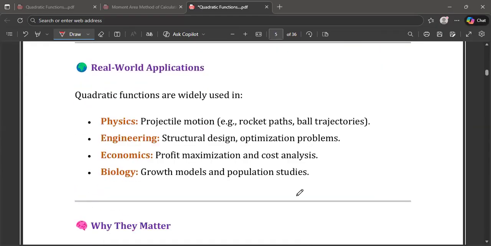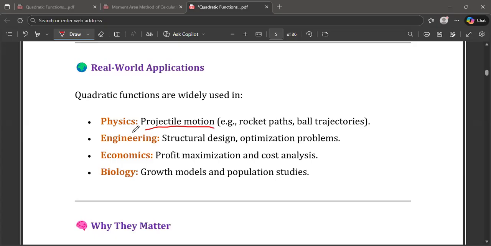Okay. Let's look at real life application of quadratic functions. The reason why we are learning quadratic functions, someone may be saying that this one is not important. Why are we learning this thing? But after learning some of this topic, you realize that in physics, especially in projectile motion, such as rocket path or ball trajectories, this concept is being applied. Is it true or not?